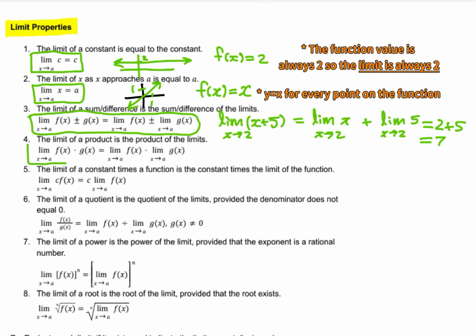Property 4. The product property. The next property is the product property. The limit of a product is equal to the product of the limits. For example, let's look at the limit as x approaches 5 of x squared. We can think of x squared as x times x. So we can separate this into two limits. The limit as x approaches 5 of x, multiplied by the limit as x approaches 5 of x.